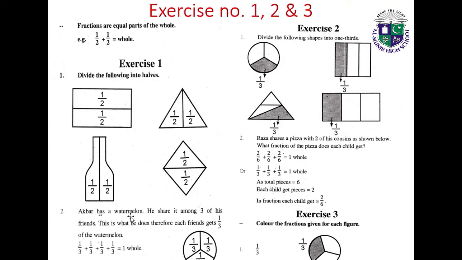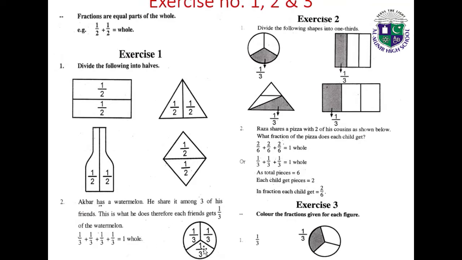Akbar has a watermelon. He shared it among 3 of his friends. This is what he does. Therefore, each friend gets 1 by 3 of the watermelon. The whole watermelon: 1 by 3, 1 by 3, 1 by 3. Third: 1 by 3 plus 1 by 3 plus 1 by 3 equals 1 whole.